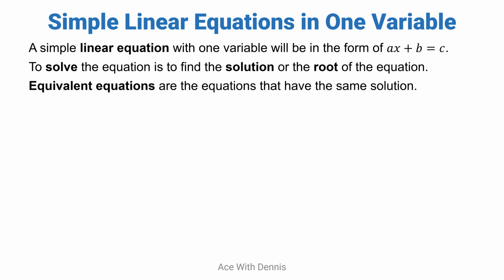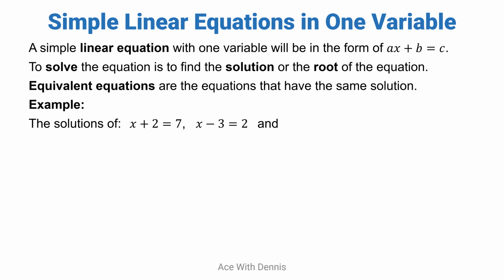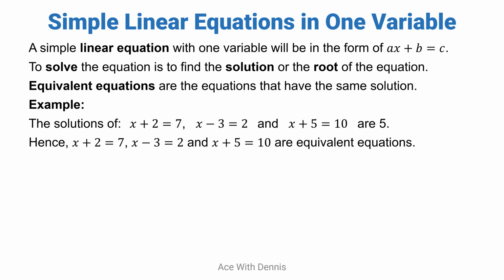Equivalent equations are equations that have the same solution. Example, the solutions of x plus 2 equals 7, x minus 3 equals 2, and x plus 5 equals 10 are all 5. Hence, x plus 2 equals 7, x minus 3 equals 2, and x plus 5 equals 10 are equivalent equations.